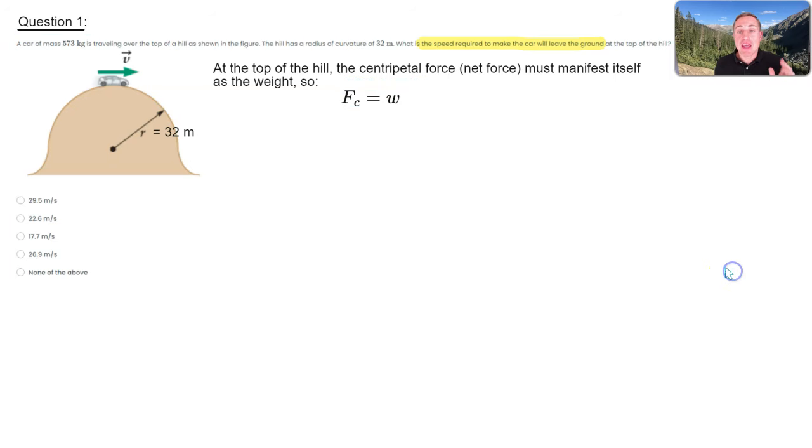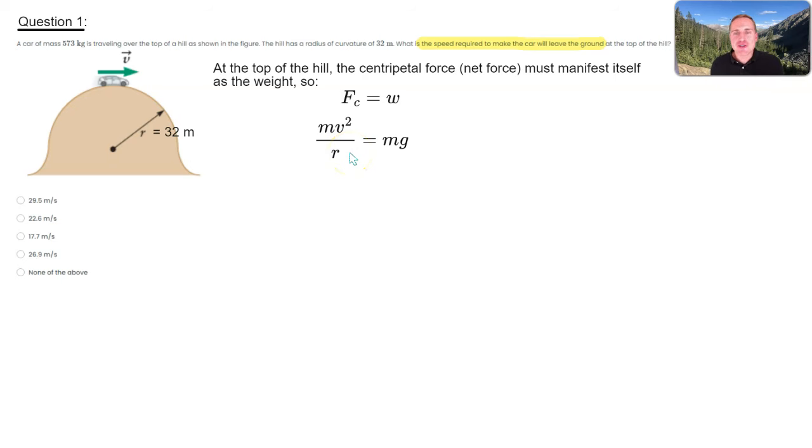Now the question is, how could you start to get this in actual physical quantities so that you can calculate? Well, the centripetal force, hopefully you recall, that's mv squared over r, where m is the mass, v is the speed, we square it, and divide by the radius of curvature. And what is the weight? Well, that's just mg, as long as we assume the acceleration due to gravity is constant. So we come up with exactly this equation.